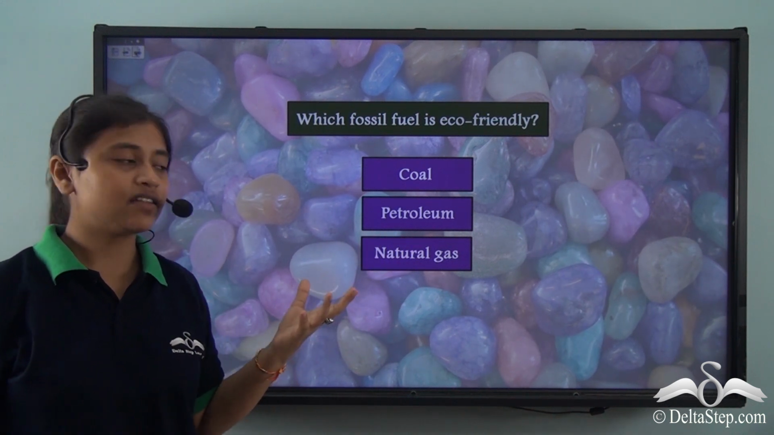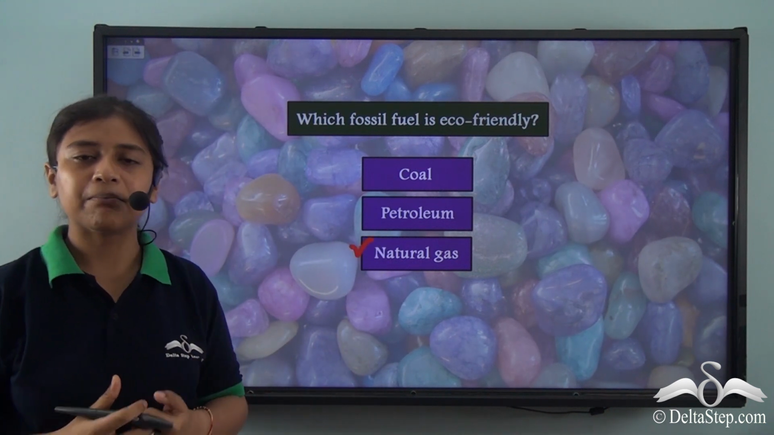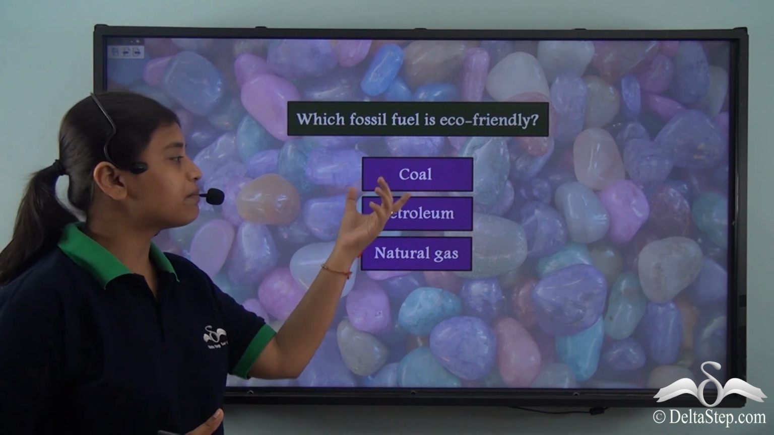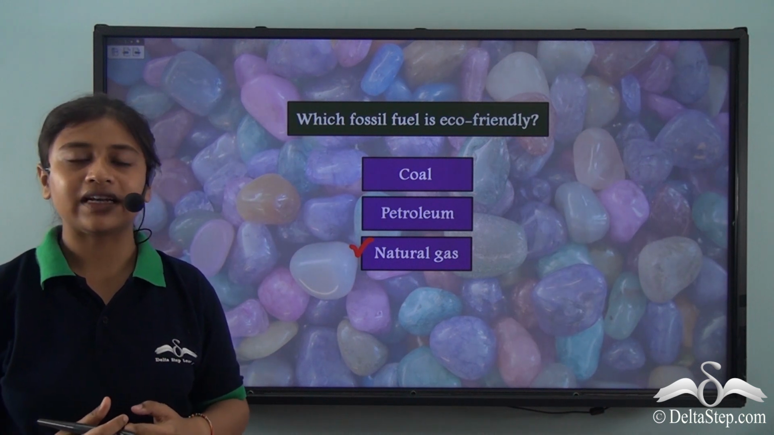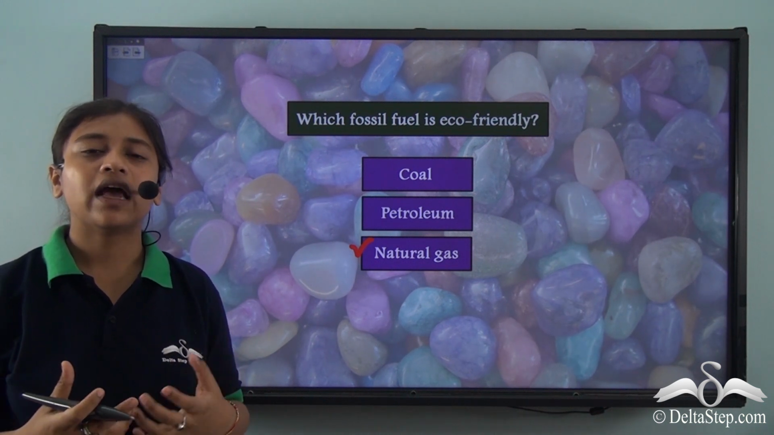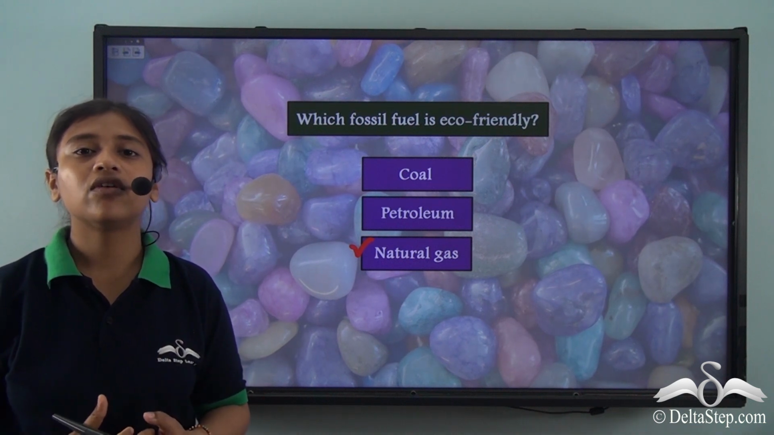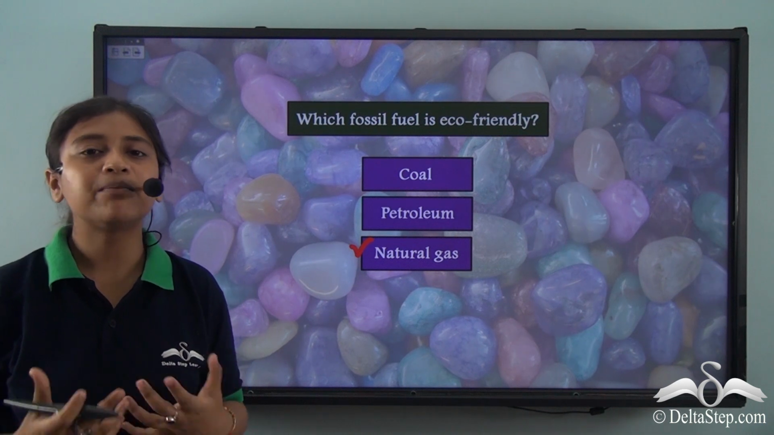Yes, we just learnt that natural gas is an eco-friendly organic mineral or eco-friendly fossil fuel. However, coal and petroleum, which are conventional sources of energy, are not eco-friendly as they cause emission. On burning them, they cause emission of huge amounts of carbon dioxide that cause a lot of air pollution.